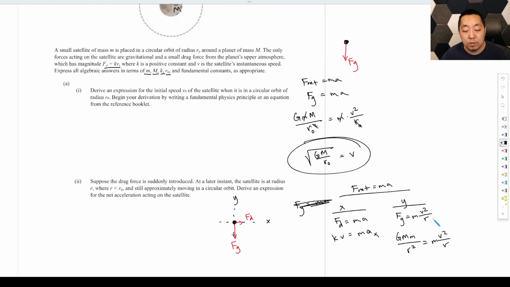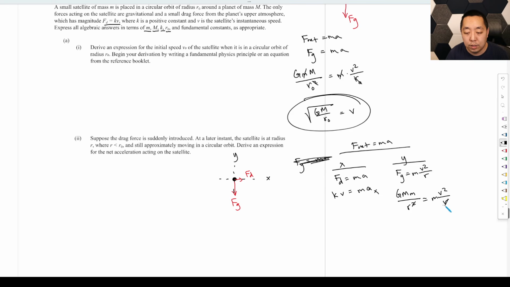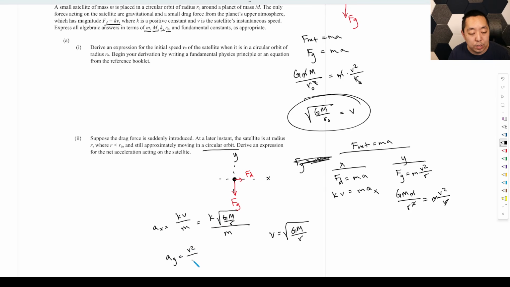We have to figure out what v is, which we already solved before, right? The m's cancel, so v is going to be the square root of GM over r, just like it was before, because we're still moving in a circular orbit. So that part is true. Now the a_x direction we can figure out. It's kv over m, so k times this velocity, because now we know how fast it's going, divided by little m. And then the acceleration in the y direction is going to be the centripetal acceleration, v squared over r, which is going to be GM over r squared.